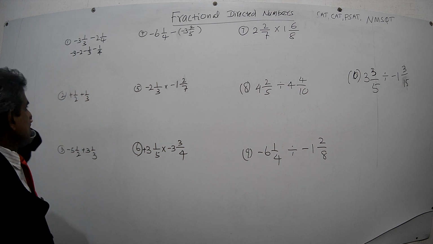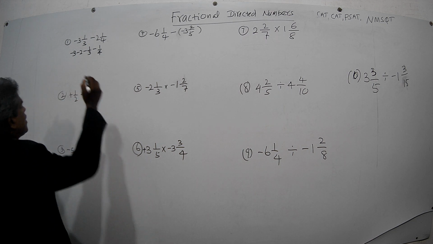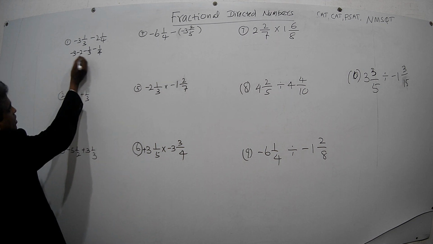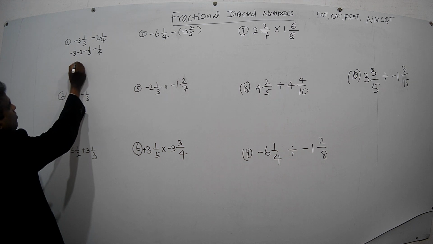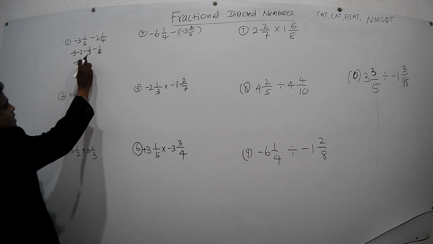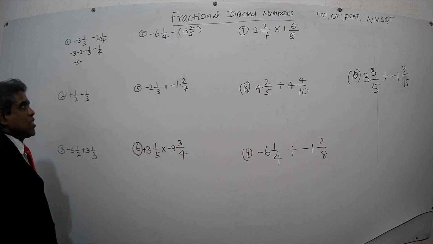Right. Now we go to this one. First of all, we can add these whole digits. Therefore, minus 3, minus 2, minus 5. Then here the two fractions also must be added.